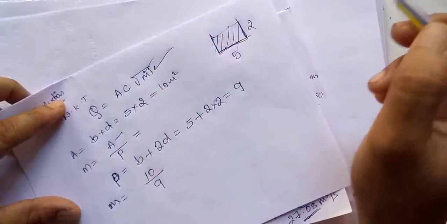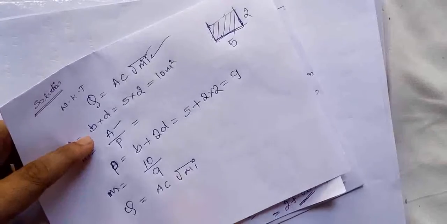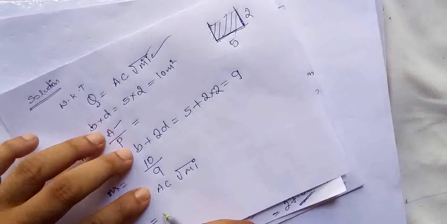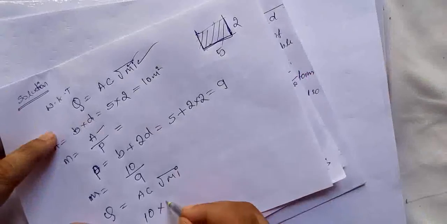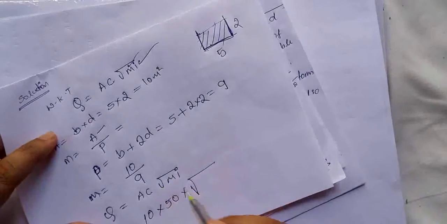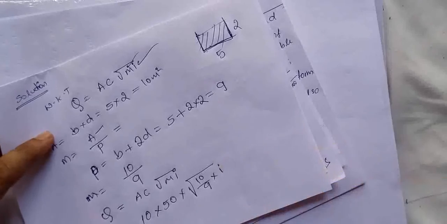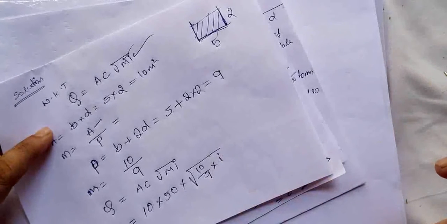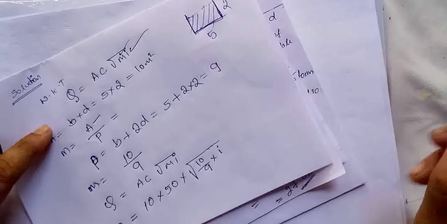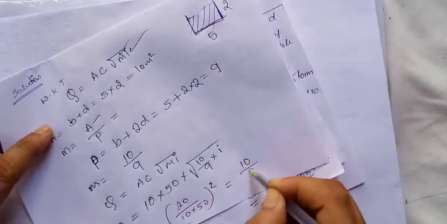Substitute in the equation Q is equal to A C into root over mi. Already you know the discharge, 20 meter cube per second, and the cross sectional area, or wetted area, is equal to 10, into C, Chezy's constant is 50, into root over m, m is 10 by 9, into i. Here the only unknown data is i. You have to find out the slope of the channel. See here, root over, so apply the square on both sides. 20 divided by 10 into 50, whole square, is equal to 10 by 9 into i.